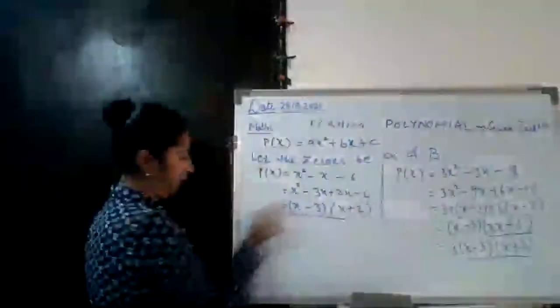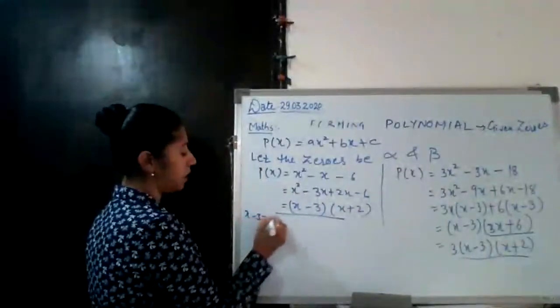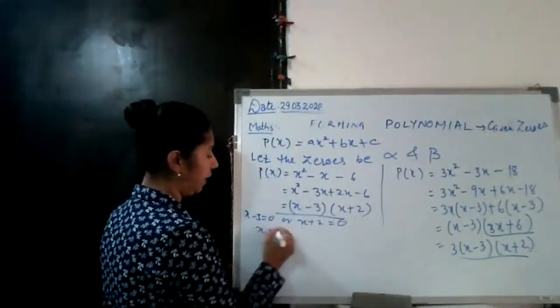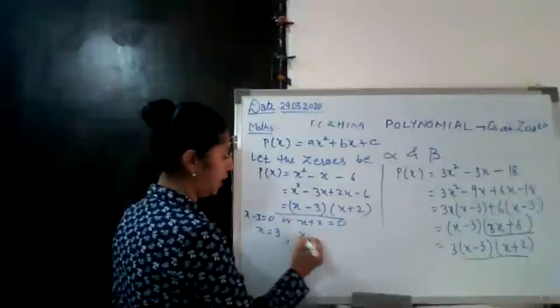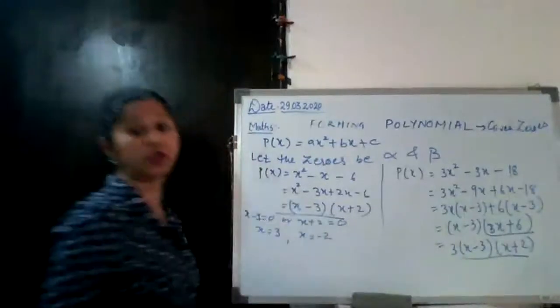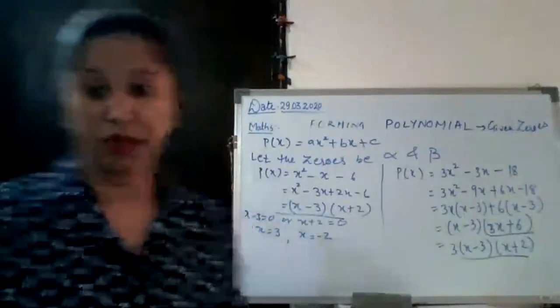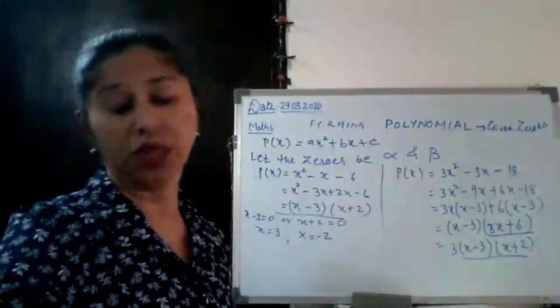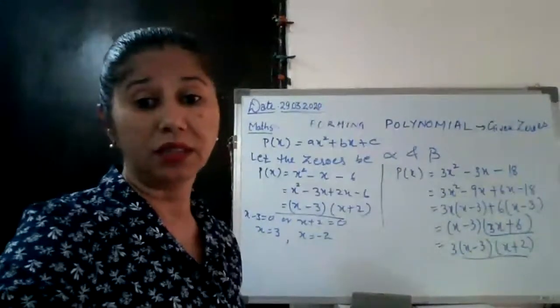Yes, so when you compare both the brackets to 0, x minus 3 = 0 or x plus 2 = 0. So, what do we get? Either we get x = 3 and x = minus 2, isn't it? Yes, Aditya, it's correct. It is 3 and minus 2. Be careful about signs.